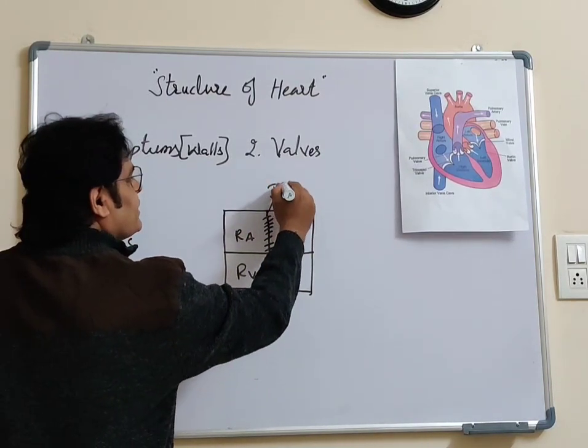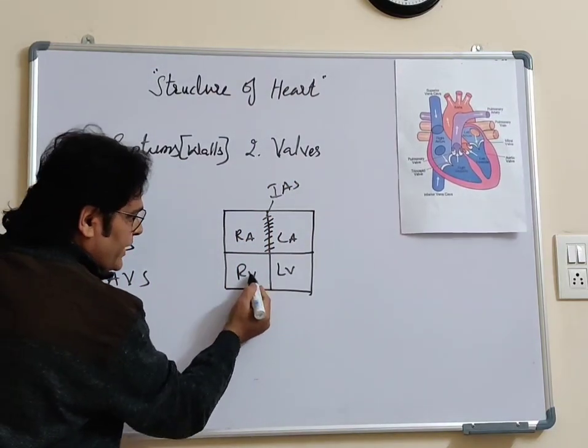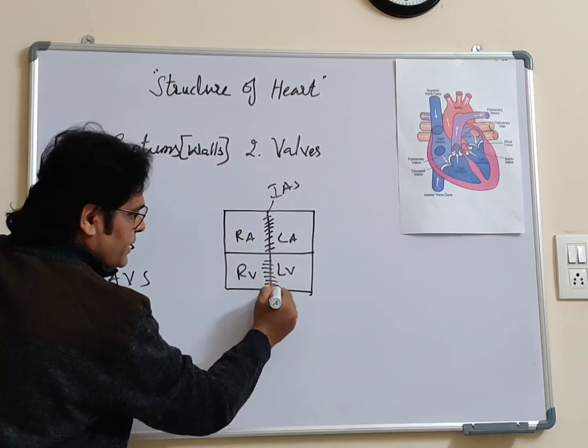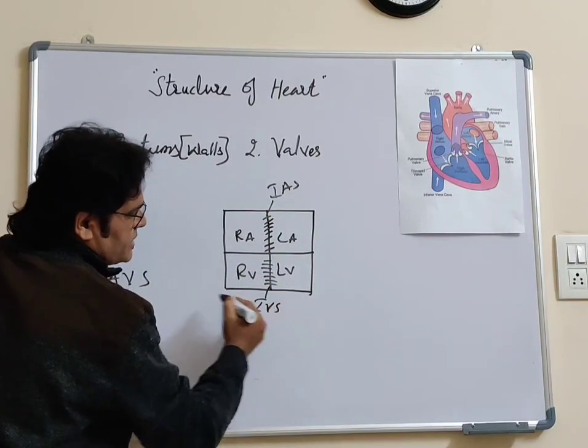So it is called interauricular septum. The other wall is there in between the 2 ventricles. Here once again the wall is there. So this wall is between the ventricles here, so it is called interventricular septum.